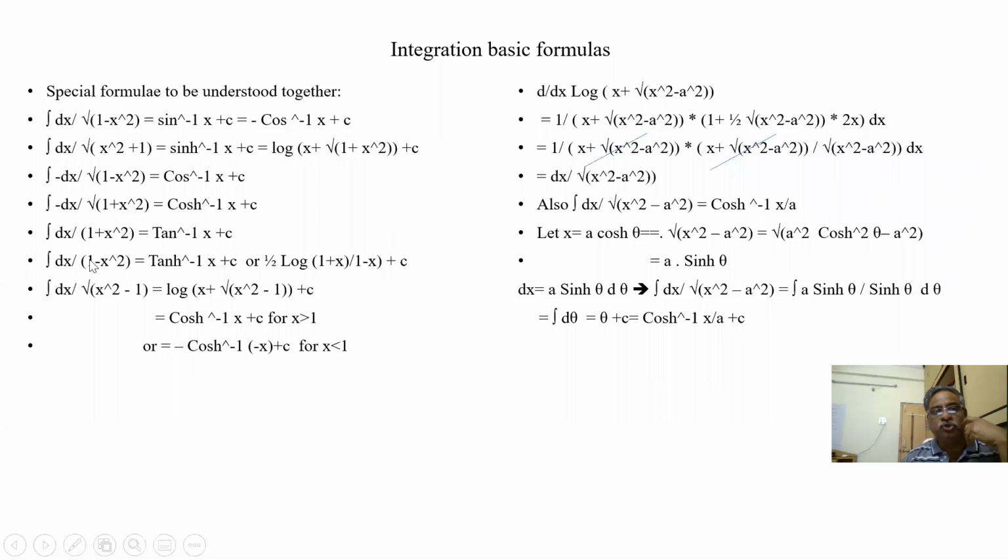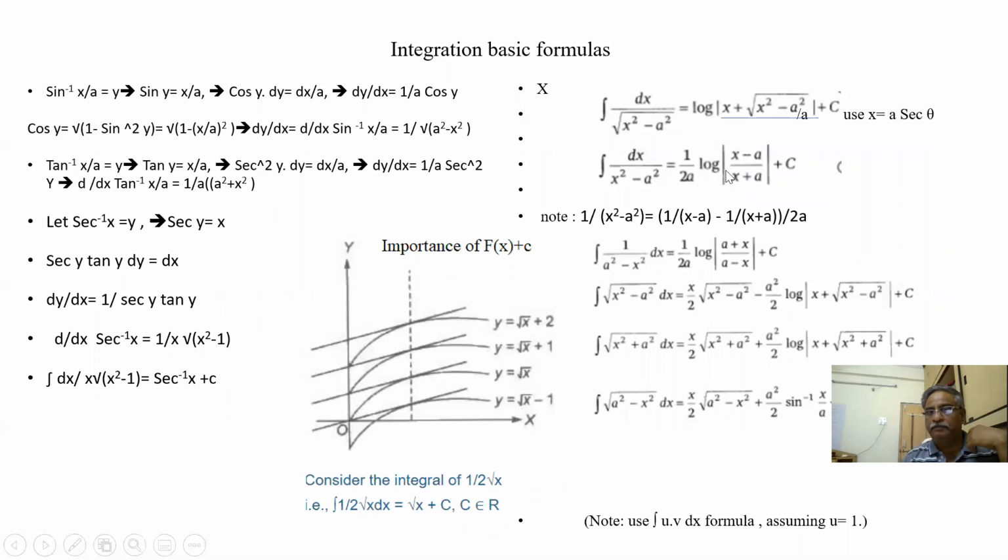Similarly, 1 by 1 plus x square is tan inverse x, and 1 by 1 minus x square without root, dx by 1 minus x square. So if it is 1 plus x square, I know it is tan inverse. Since it is 1 minus x square, it is tan h inverse x. Or we can write it as, we know this a square minus x square, log of 1 plus x by 1 minus x. This is the formula.